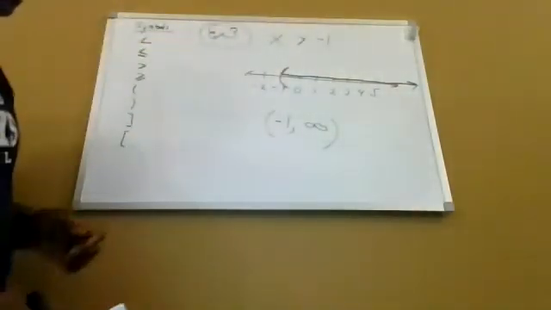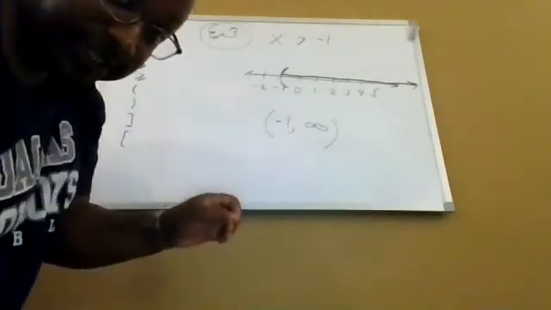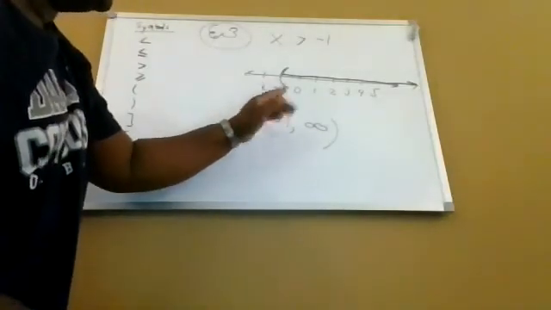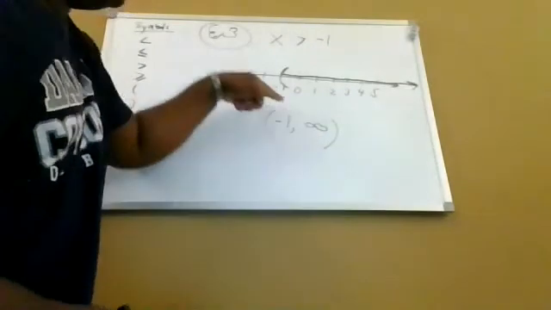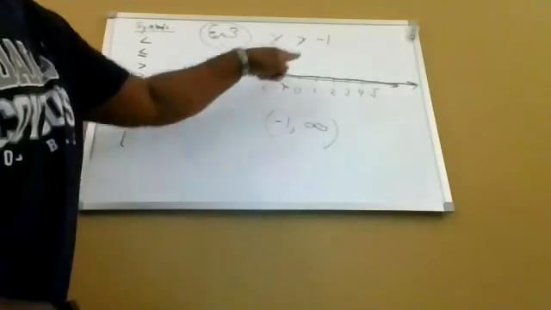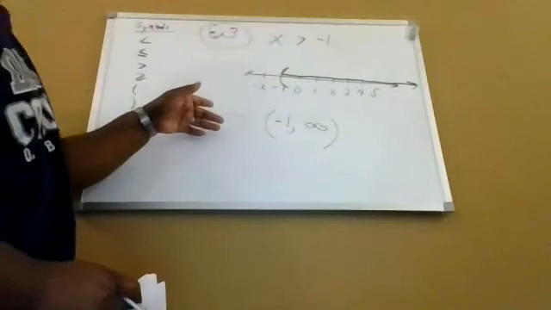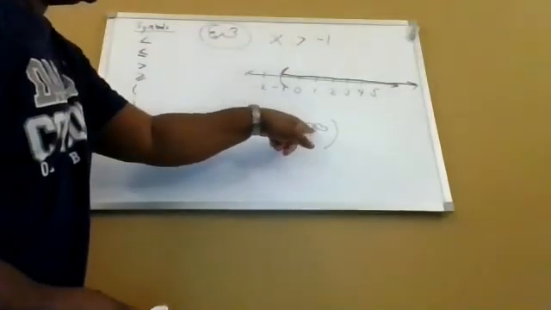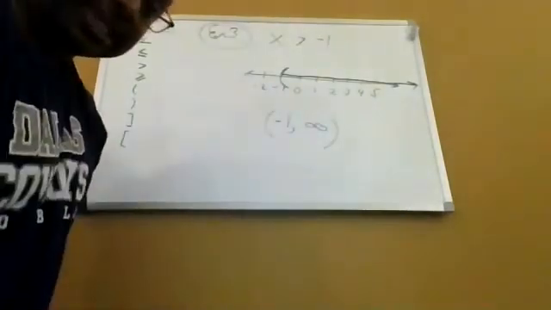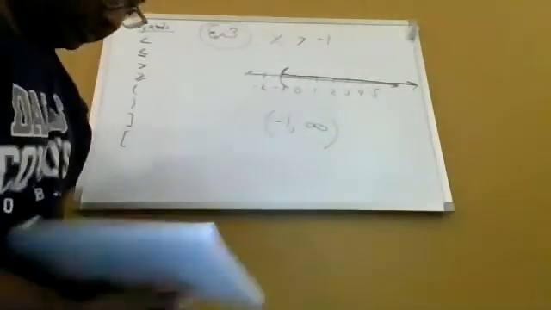And then last, for the interval notation, -1 is where we began, and we're going all the way to infinity. We're going to use the parenthesis because it was just greater than and not greater than or equal to. And then we write infinity, and then we write the parenthesis for that. So that's the interval notation for the inequality x is greater than -1.